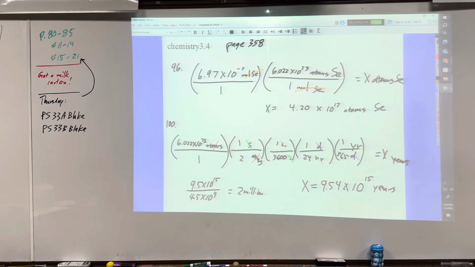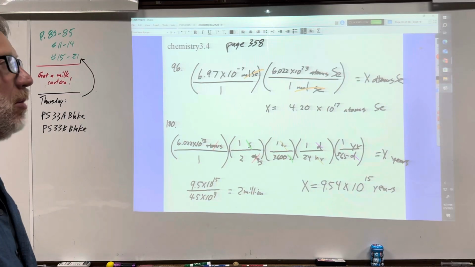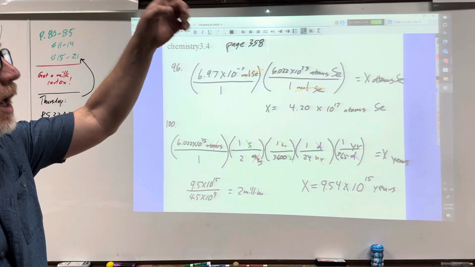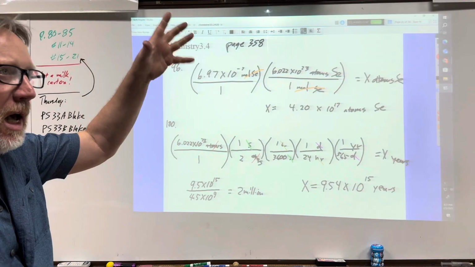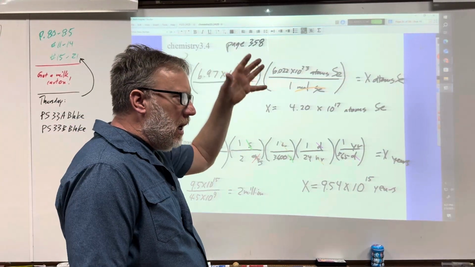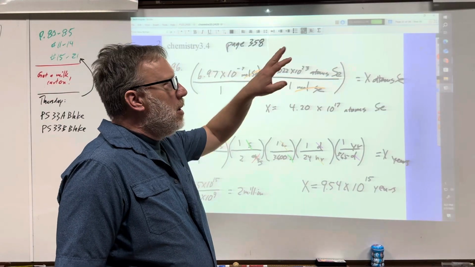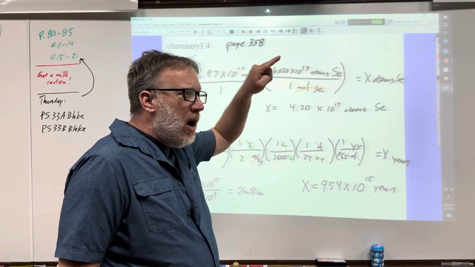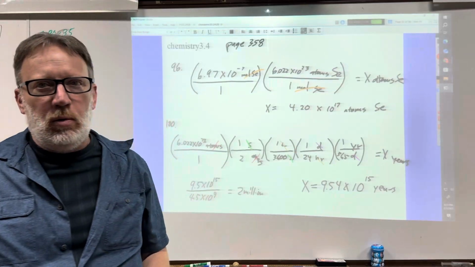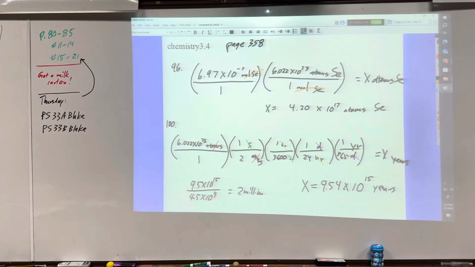Number 102. Explain the difference between atomic mass in AMUs and molar mass in grams. You get the same number. Atomic mass is for one element, or one atom, or one molecule, or one ion. The molar mass is the same number, but it's for the grams for that number, for a mole. And that's the one we're going to use. Atomic number, I'm not very concerned about. It's not useful to us.